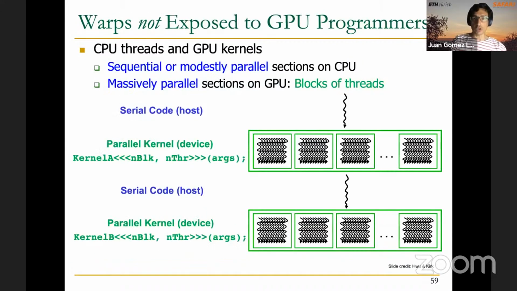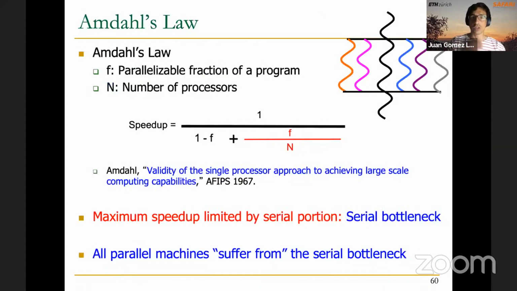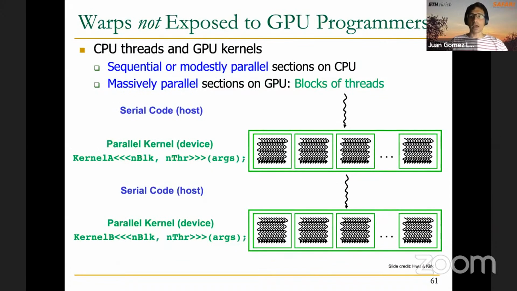By the way, related to the fact that you still have serial or modestly parallel sections in the code, this relates to Amdahl's law. So don't think that you are always going to obtain amazing speedups in the end-to-end execution of your program. That will depend on how much of your code can be parallelized, and this responds to Amdahl's law. And here you have this slide to recap on Amdahl's law.